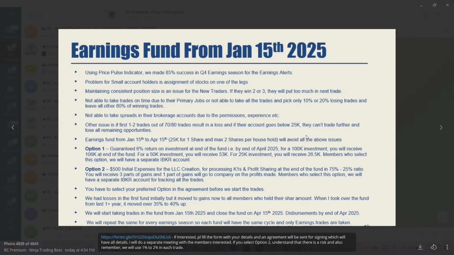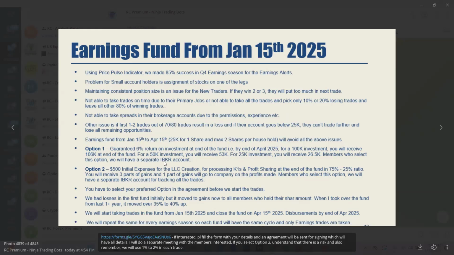Even if you have just one or two losses, you will get into that PDT rule and you cannot take the trades. The other problem is you may be busy with your primary job. All you need is the 10-15 minutes before the market close, but you may have a sudden meeting with your manager or your team, and you will not be able to take the trades. Or tomorrow morning you have to close within the first 30 minutes, you are busy and cannot close, and then it may go up again. Or you are not able to take spreads in your brokerage account due to experience or permission.